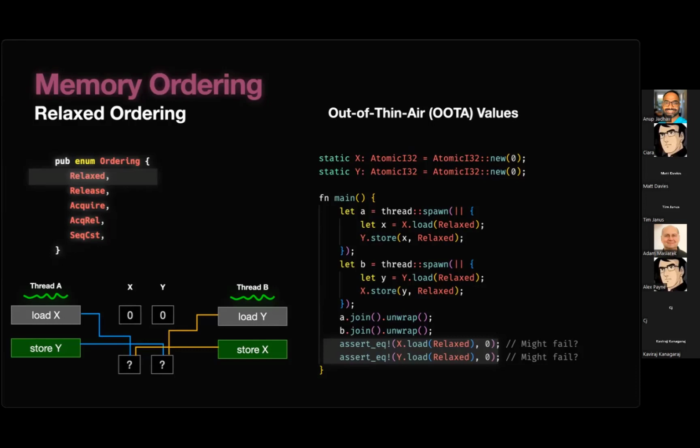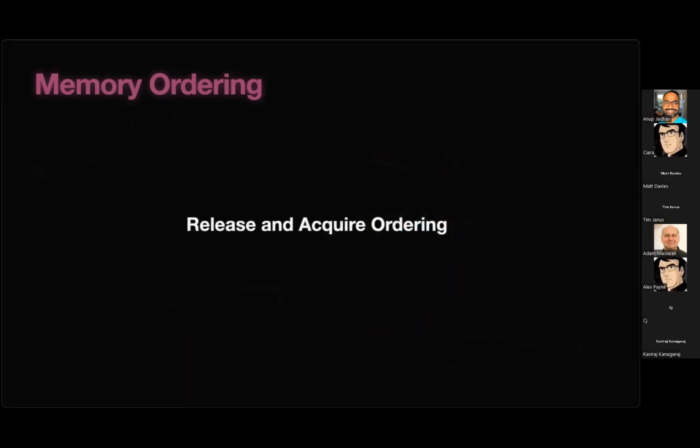Fortunately, the possibility of such out of thin air values is universally considered to be a bug in the theoretical model, and not something that you need to take into account in practice. There are some research papers written on this OOTA values problem. If you're interested, you can find these papers online and try to go deeper. But for now, let's move on to release and acquire ordering.